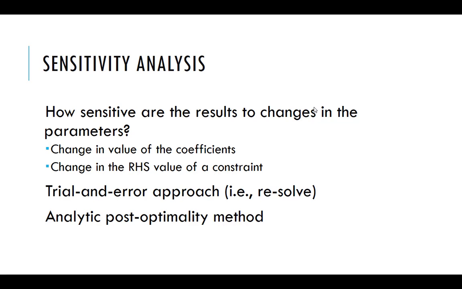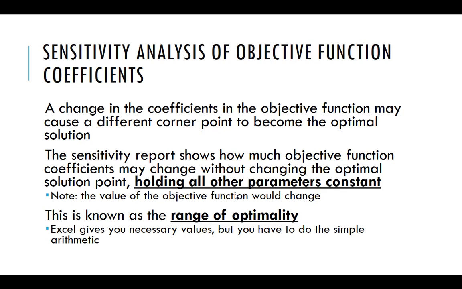One is the trial and error approach. In other words, change the numbers and then resolve it. And then there's also the analytic post-optimality method. And that's just a fancy way of saying read the sensitivity report. So that's what we're going to do first, is look at the sensitivity report and see what it looks like, and then confirm our suspicions from the sensitivity report by maybe resolving some of these.